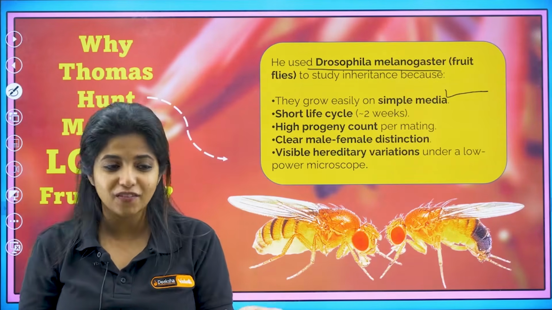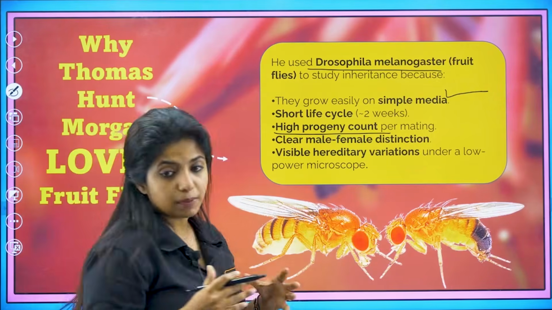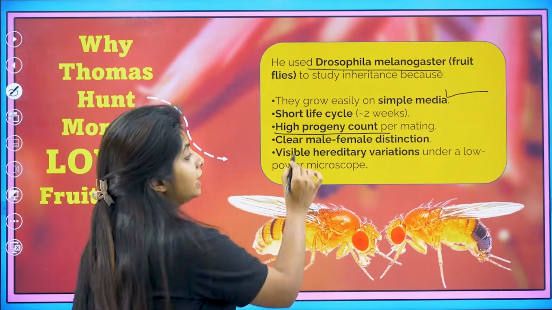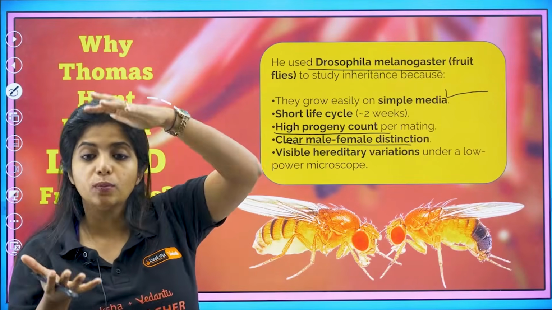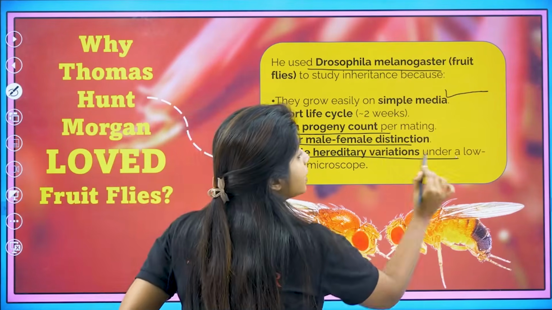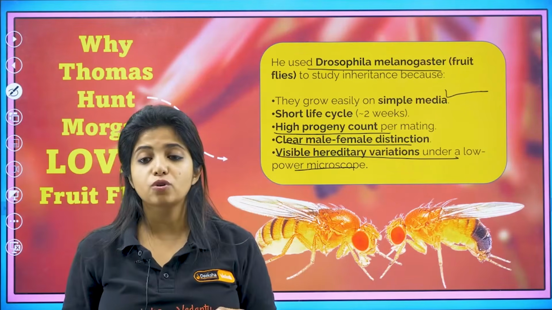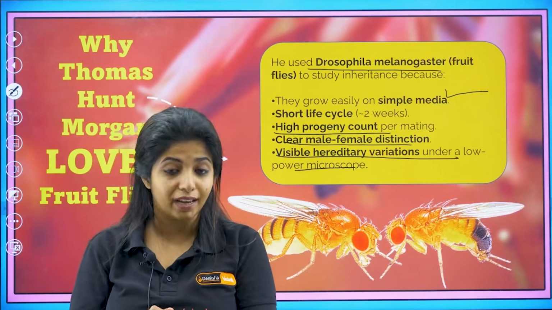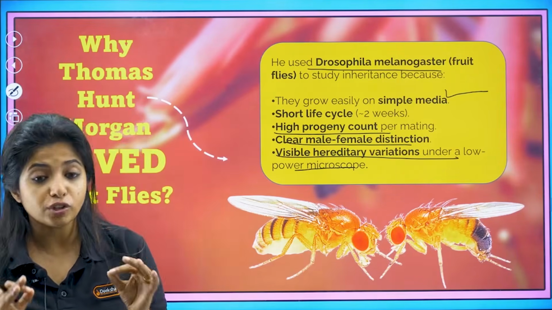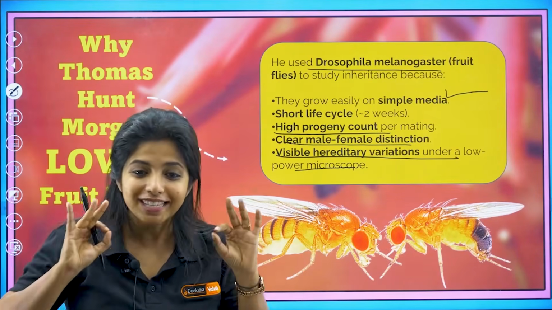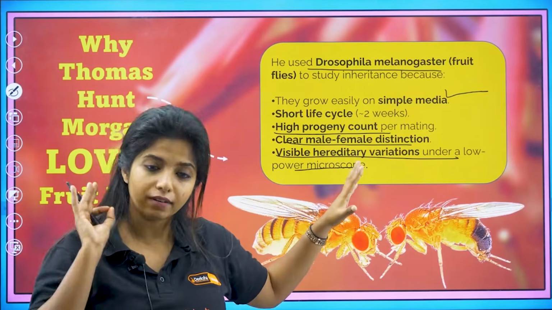So after 2 weeks you can see what changes are coming up. High progeny count will be there, that means so many babies would be formed. Clear male and female distinction is there. The male is the one that is shorter and the female is the one that is larger in size. Visible hereditary variations were there under a low power microscope. So under a low power microscope he could see the variations. That is the reason why he used fruit flies or Drosophila melanogaster. I hope it's crystal clear. The 4 or 5 reasons are very, very important, write it down.